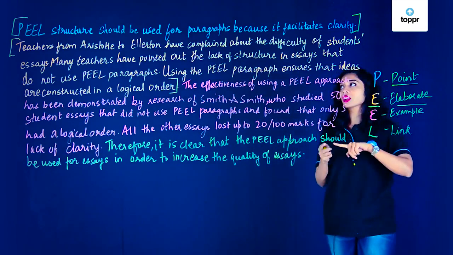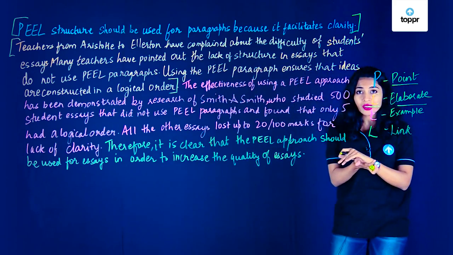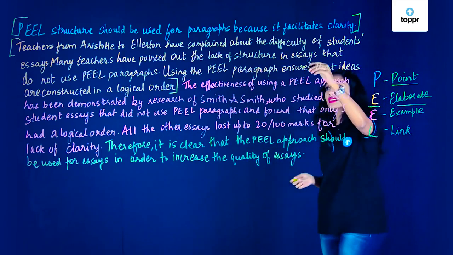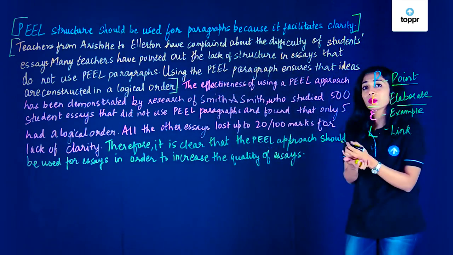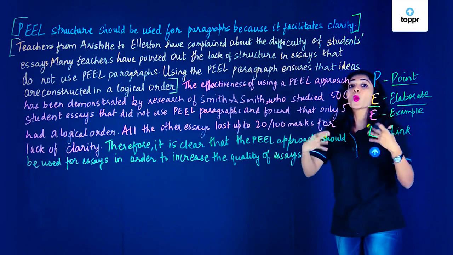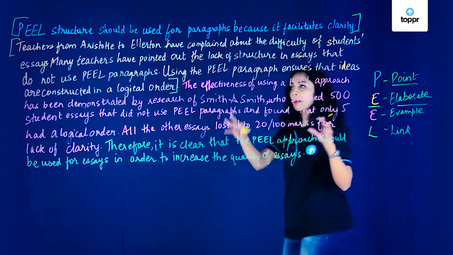First, we pointed out the central idea, which is that PEEL structure should be used while writing paragraphs. And in this part, the orange part, which is our second E, we have elaborated or explained why we should use the PEEL paragraph. Let's look at the pink part here.